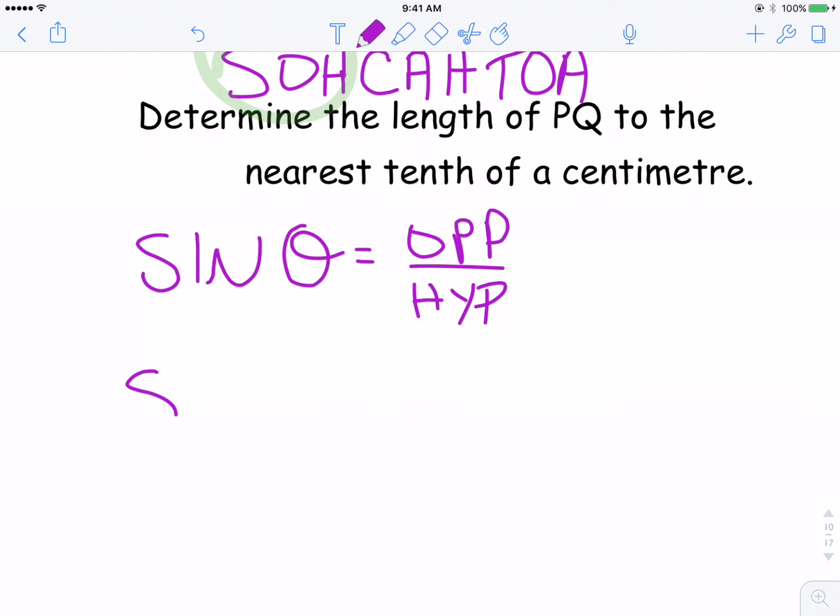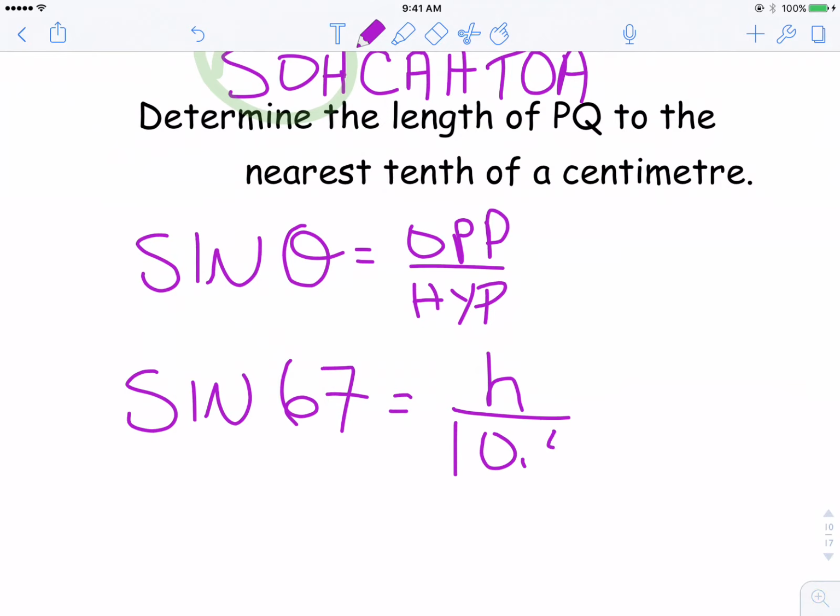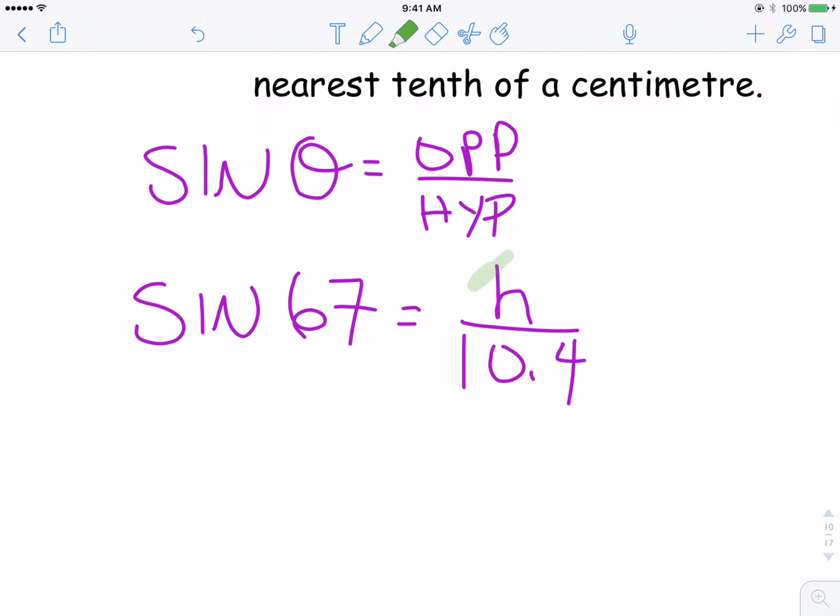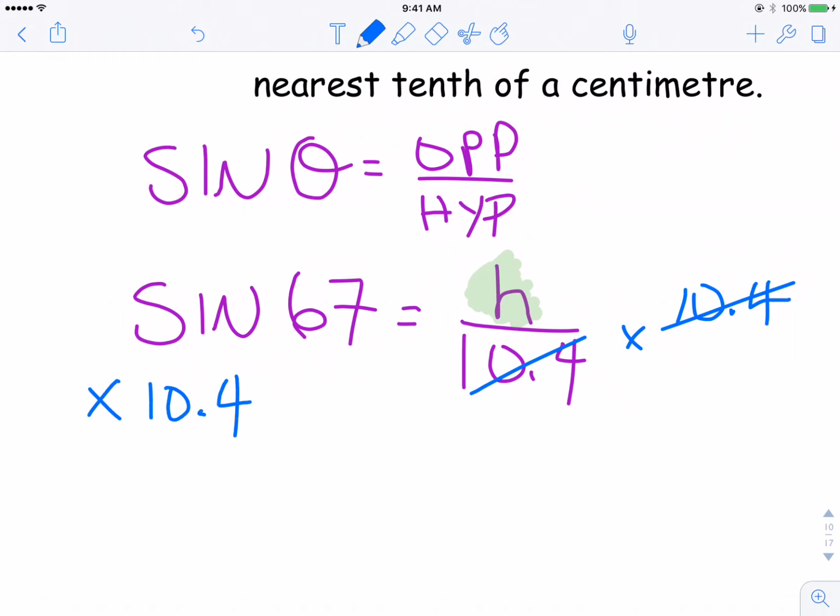Fill in what I know. I know that the sine of 67 degrees is my opposite side, which I called H, over my hypotenuse, which was 10.4. If I need H by itself, I need to get rid of this 10.4. To get rid of that 10.4, I'm going to multiply by 10.4, because that is H divided by 10.4. So if I multiply by 10.4, these will cancel. But because I multiply by 10.4 on the right-hand side of the equal sign, I have to multiply by 10.4 on the left-hand side of the equal sign.